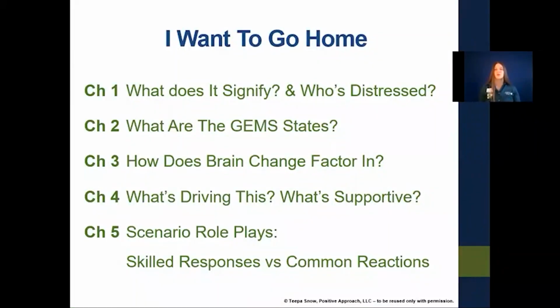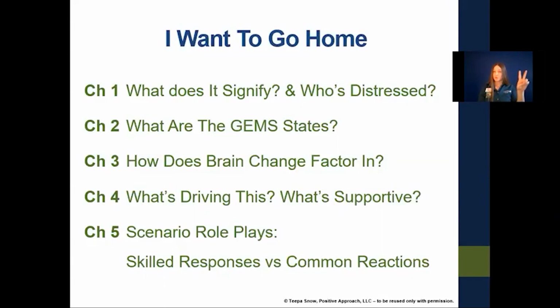I'm going to pull up a slide for the visual. So 5 chapters. The first one, what does it signify, this want to go home? And who's distressed? In this first chapter, Tipa is going to do some snapshots. We're going to see some role plays of each of the different gems, what it can look like and sound like for this very common, I want to go home. She's going to dive into what does it mean, this wanting to go home? What does it signify? And what's our role in this sometimes?